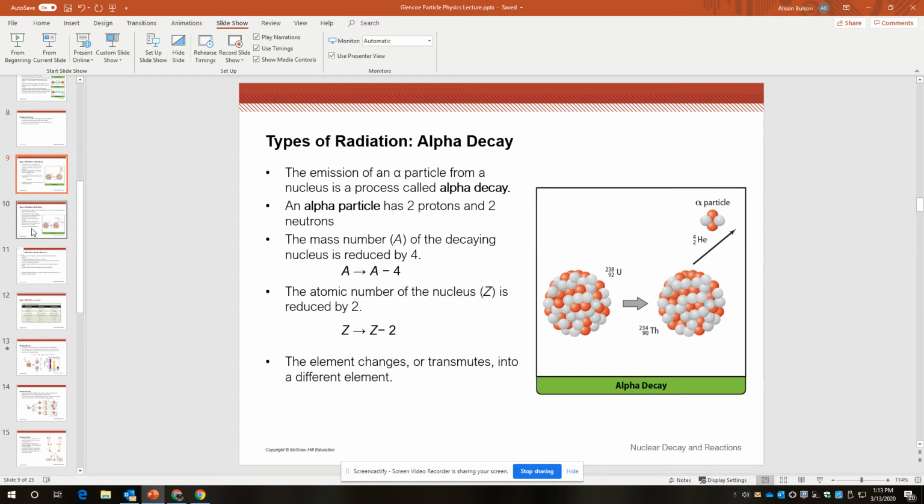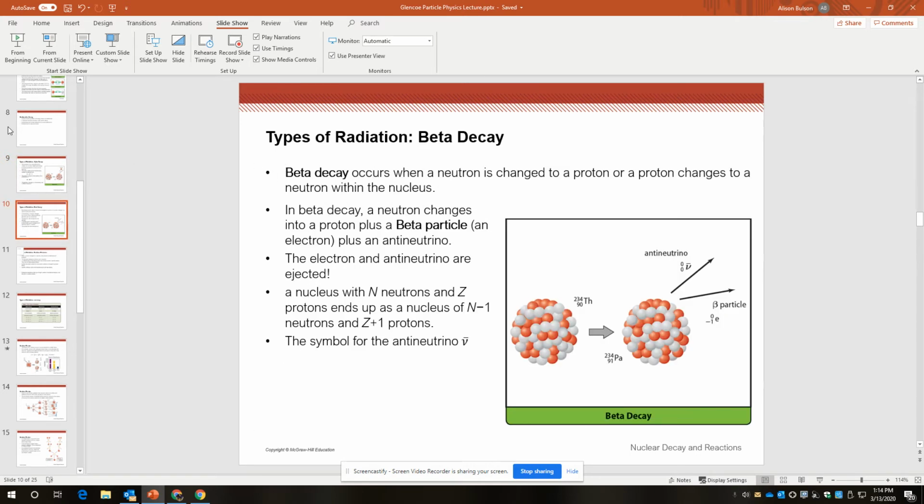That's the story. Option 2 is beta decay. So beta decay occurs when a neutron is changed into a proton. Excuse me, what? Or a proton changes to a neutron inside of the nucleus. That's too cool for school, right? So in a beta decay, a neutron changes into a proton. That is, a neutral neutron changes into a positively charged proton.